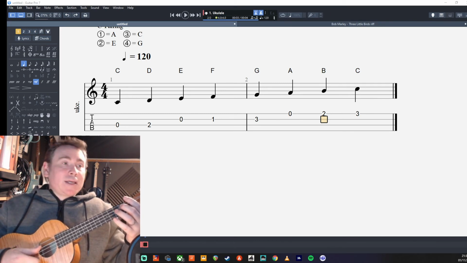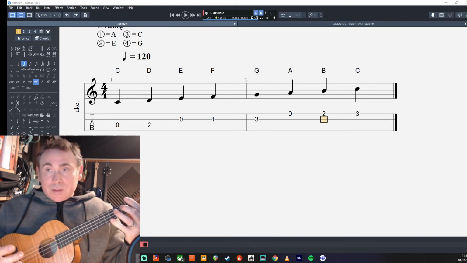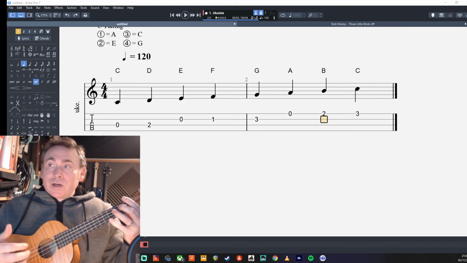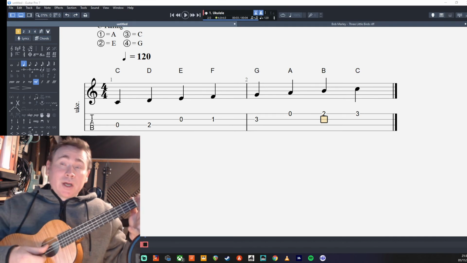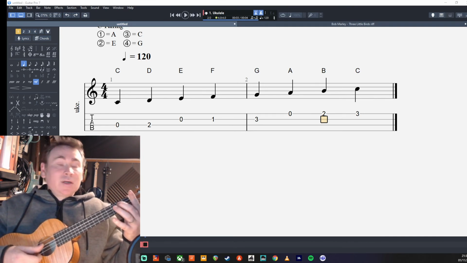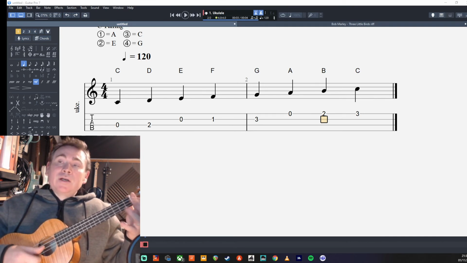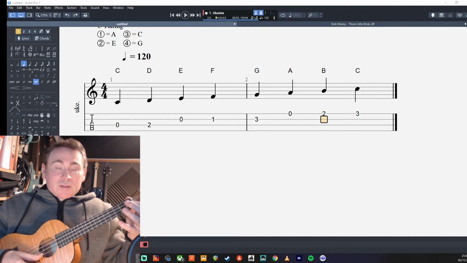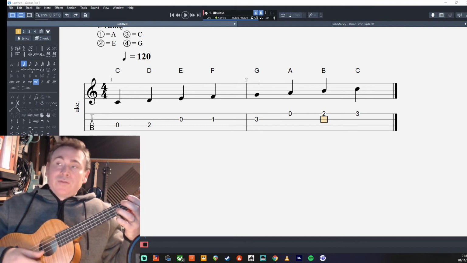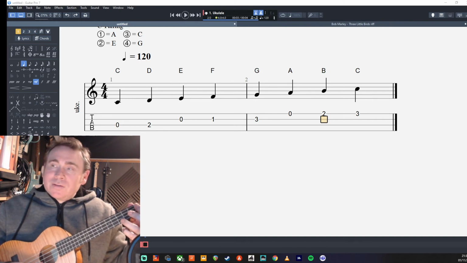And so if I was playing this scale, you can see it written out 0 2, 0 1 3, 0 2 3. Well, it'd be the same fingers. So it'd be the open, no fingers, 0, second finger, second fret, open, first finger, first fret, third finger, third fret, open, no finger, and open, second finger, second fret, third fret, third finger.